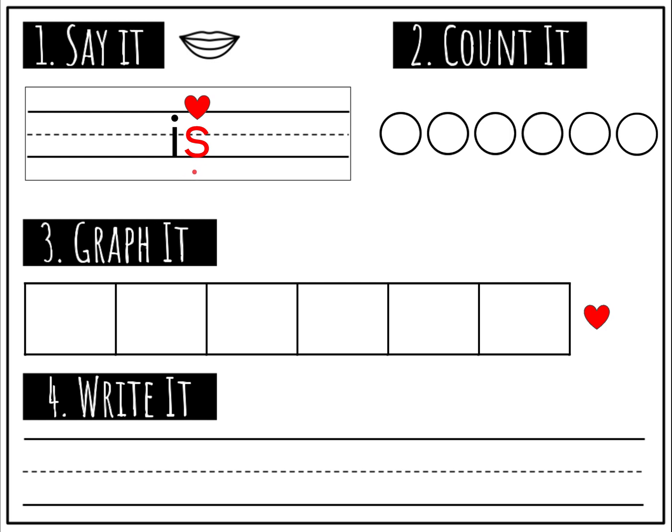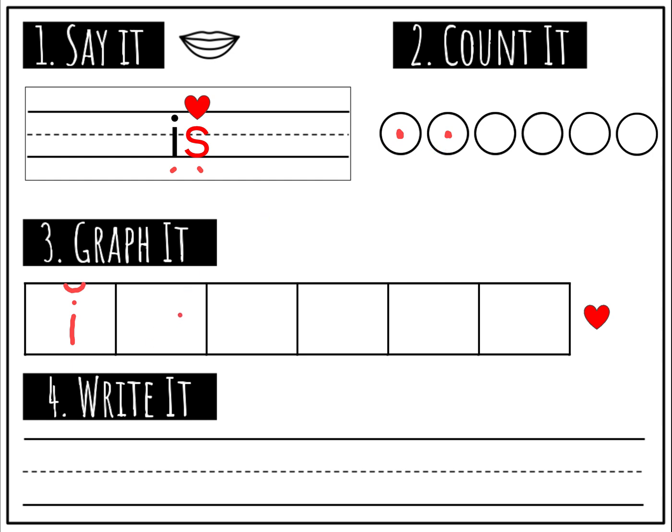Now, when I say is, I hear I, Z. I hear 2 sounds. One more time. I, Z. Is. 2 sounds means 2 boxes. The first sound is I, and I is spelled with the letter I. It's the short I. The second sound, Z.